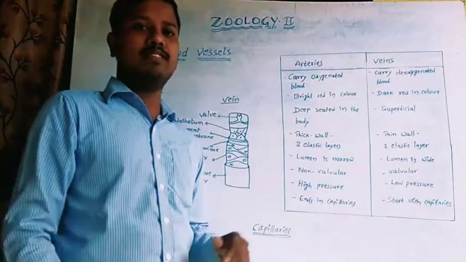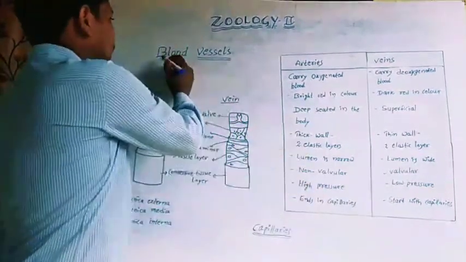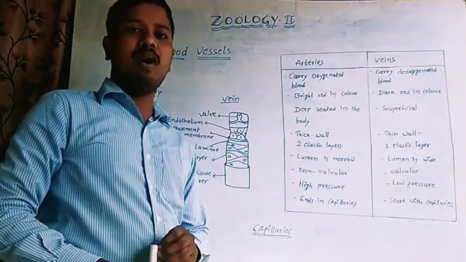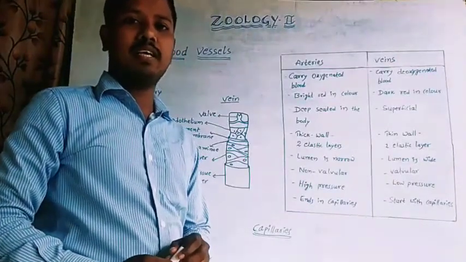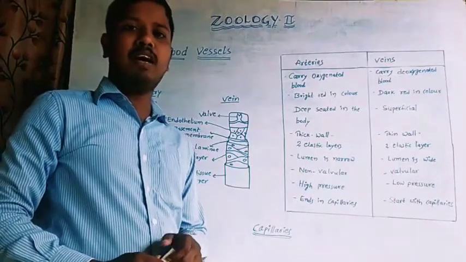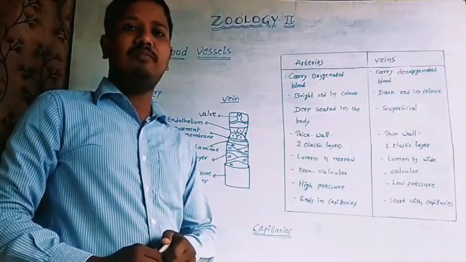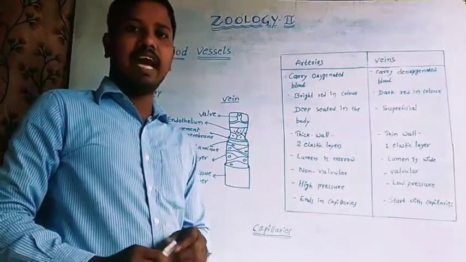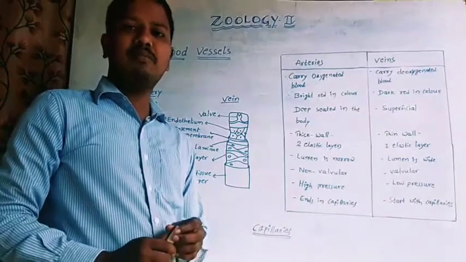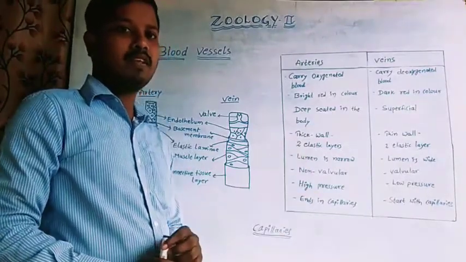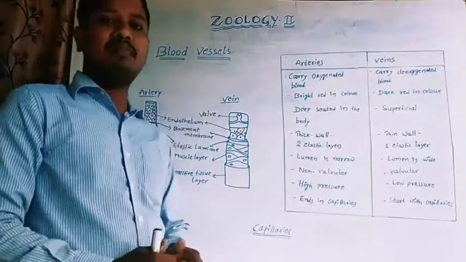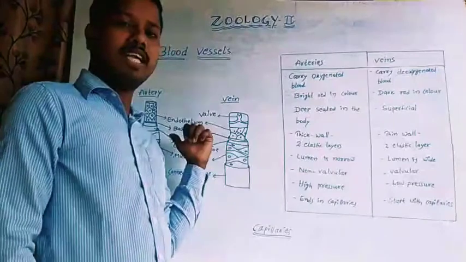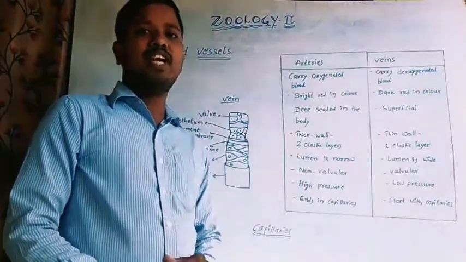Dear students, in this session I am going to explain about the blood vessels. Blood vessels form a tubular network which permits the flow of blood from the heart to all living cells and then back from living cells to the heart. So there are three types of blood vessels in the human circulatory system. Those are arteries, veins and blood capillaries.